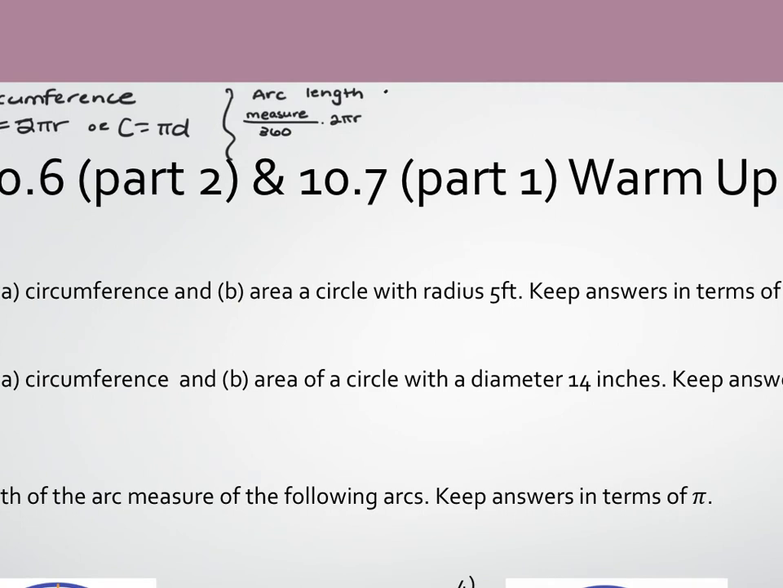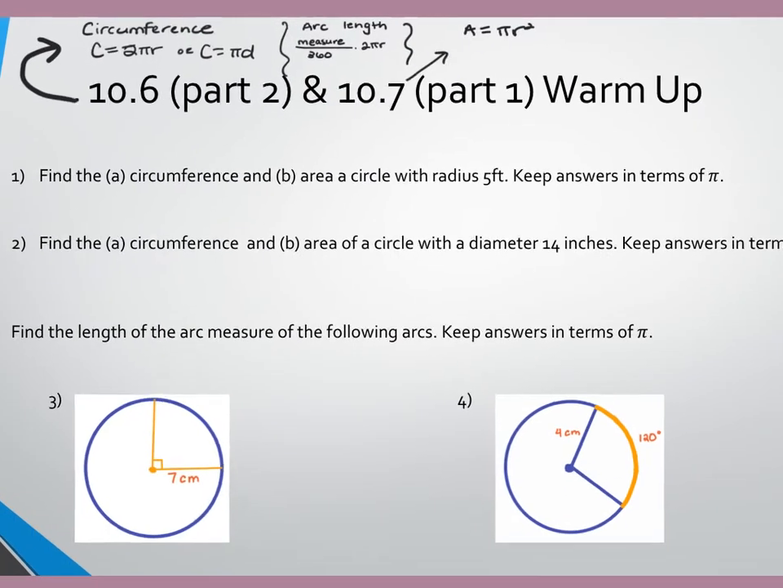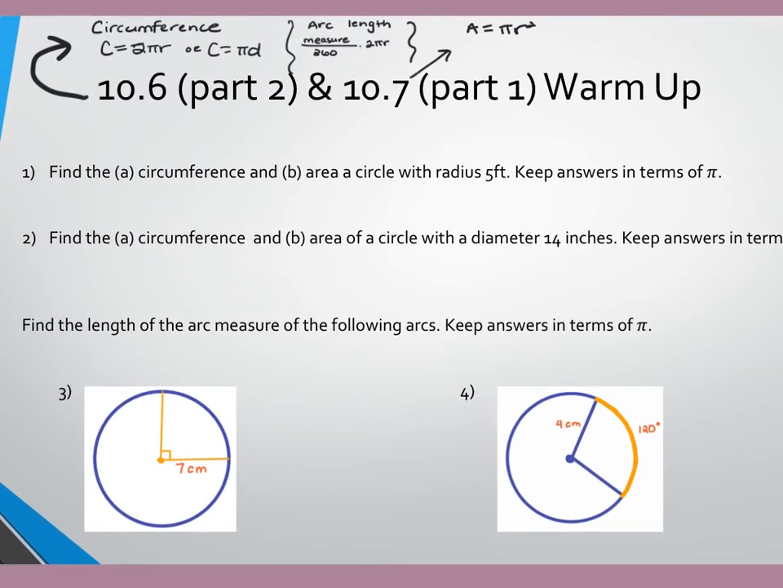Then in 10.7, we did the area of the circle, and that's pi r squared. Today we're going to talk about area of a sector, so that's what we're going to finish with. Number 1 says A, find the circumference, and B, find the area of the circle. The circumference part was from 10.6. The area part is from 10.7.